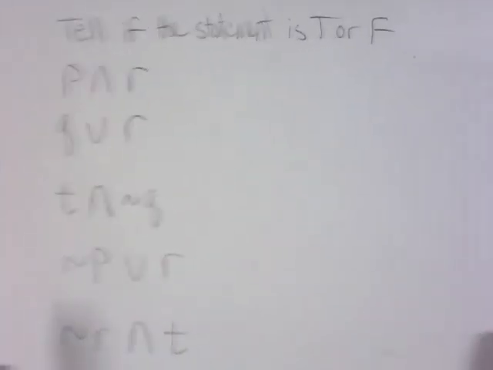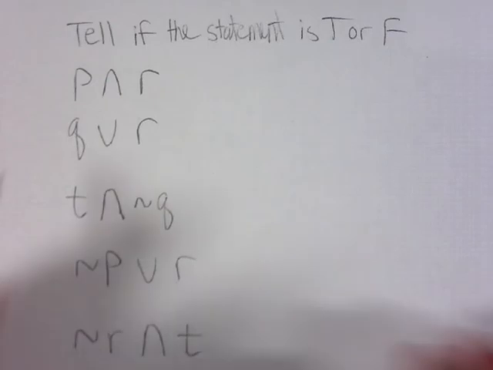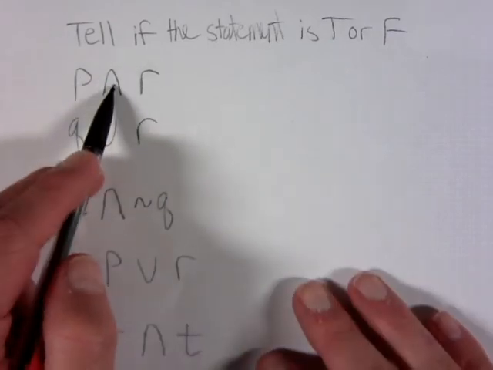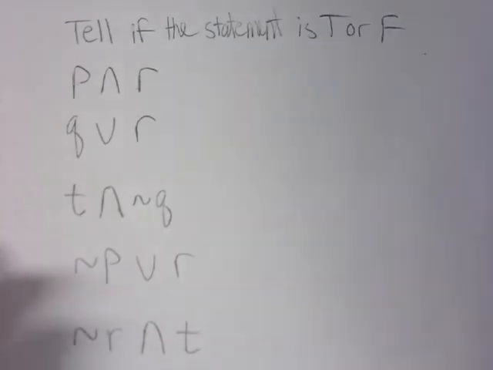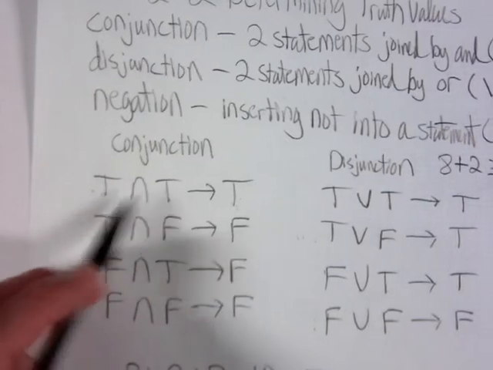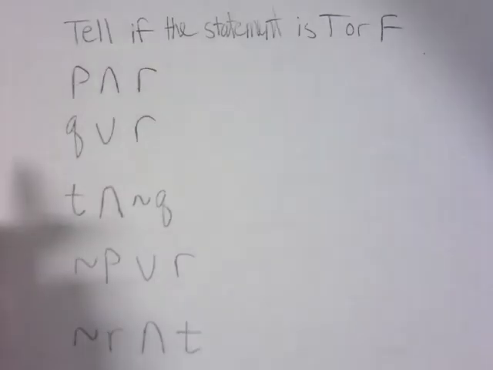And so, for example, our task is to tell if the statement is true or false. So here we've got P and R. Well, remember, in a conjunction, the only way a conjunction can be true is if both parts are true. All right, so let's take a look at each one of these individually.